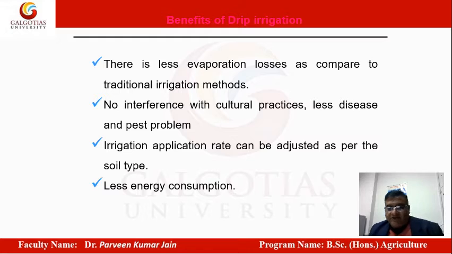It has less evaporation losses as compared to traditional irrigation methods, no interference with cultural practices, less disease and pest problems. Then the irrigation application rate can be adjusted as per the soil type, and then there is less energy consumption. Naturally, you were earlier running the pumps for flood irrigation for 7 or 8 hours, but with drip irrigation it takes just 1 hour or maybe half an hour, and as such there is lots of saving of groundwater as well as electricity.